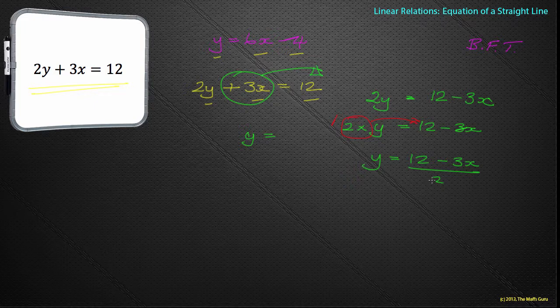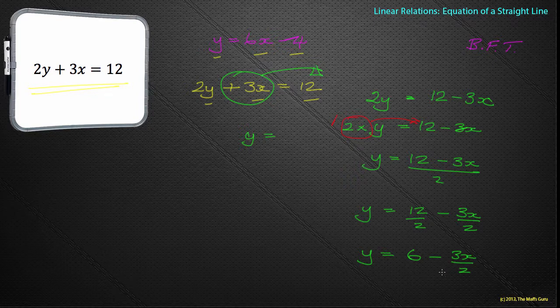Okay, that is a way, but it doesn't quite fit my y equals mx plus c. Well, let's deal with this divide by 2. Remember, when you've got one number on the bottom of a fraction, you can divide both of the top terms. You can split it up into different fractions. So that now becomes y equals 12 over 2 minus 3x over 2. Well, we know what 12 over 2 is. y is equal to 6 minus 3x over 2.